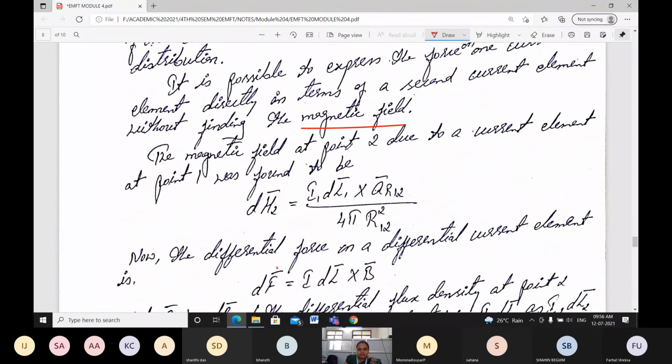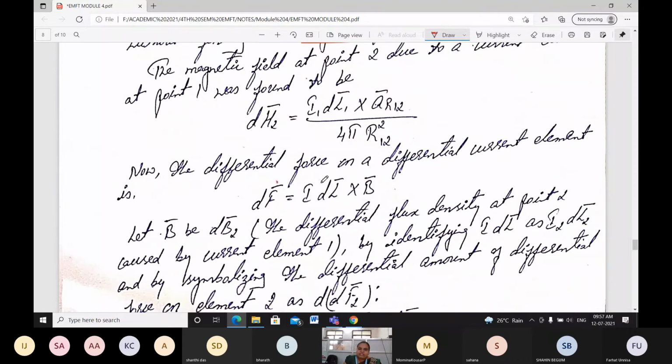Then the magnetic field at point 2 due to the current element at point 1: dH2 is going to be equal to I1 dL1 cross aR12 divided by 4 pi R12 square. Then for the differential force on a differential current element, the equation is going to be this. We know that dF is I dL cross B. Let B here be taken as dB2.